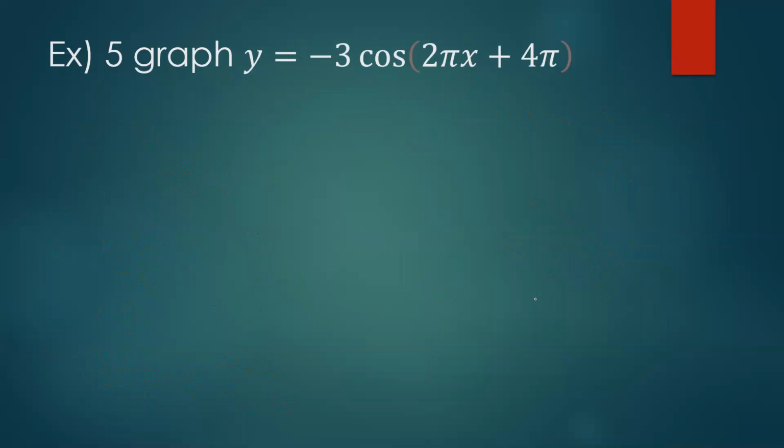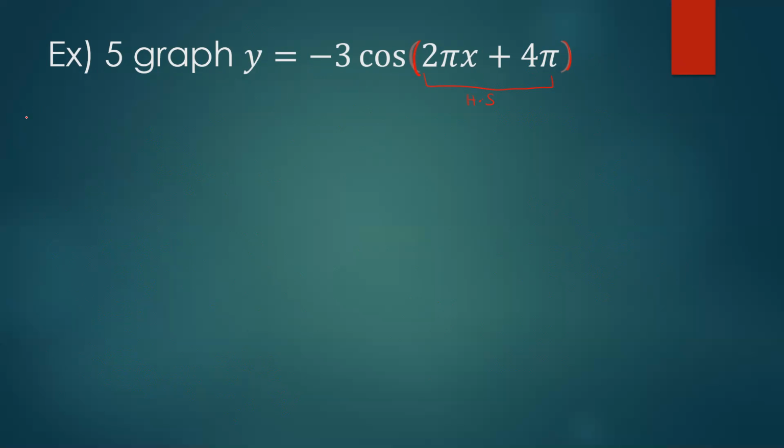So example 5 says graph y equals negative 3 cosine parentheses 2 pi x plus 4 pi. Okay, so this is a parenthesis right here. So what's happening here? So this -3 means there's a reflection. And then this 2 pi x plus 4 pi, what does that mean? There's probably a horizontal shift.